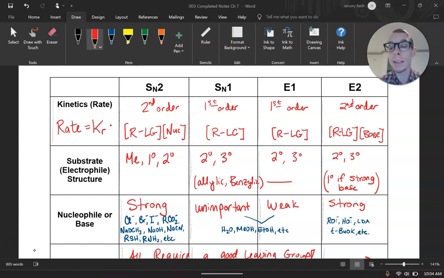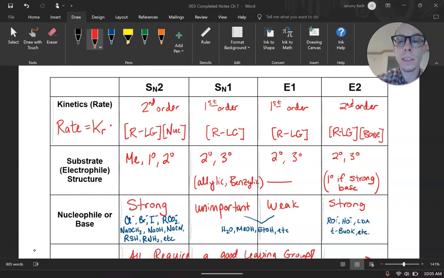Your E2s are going to be more likely to be bases, so an alkoxy, a hydroxy, t-butoxide, which is going to be a bigger, bulkier base, as well as things like LDA. LDA is a good base.